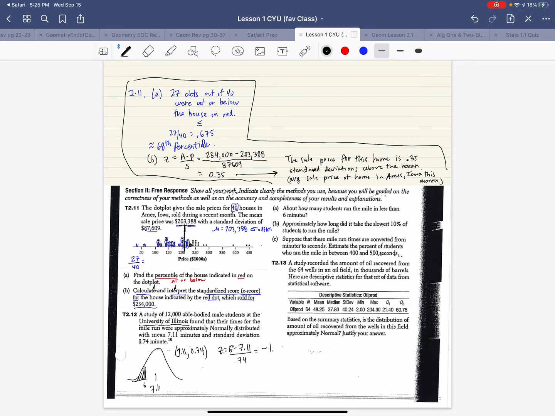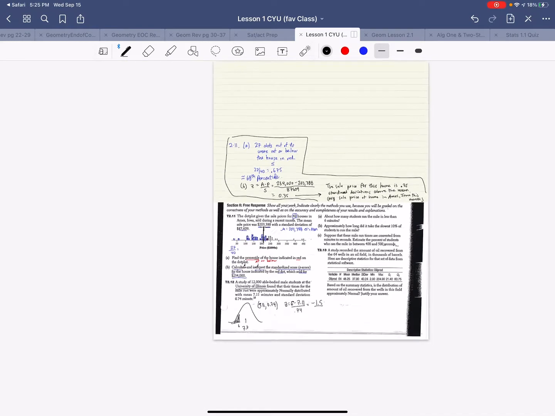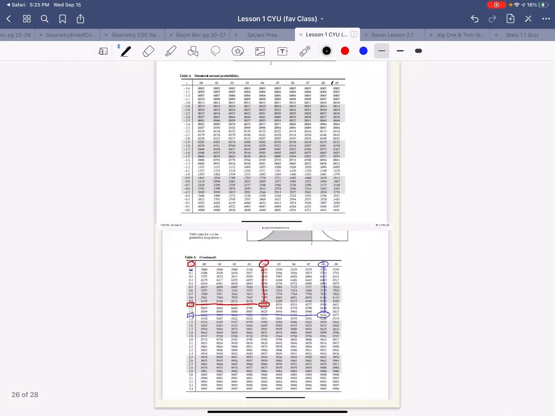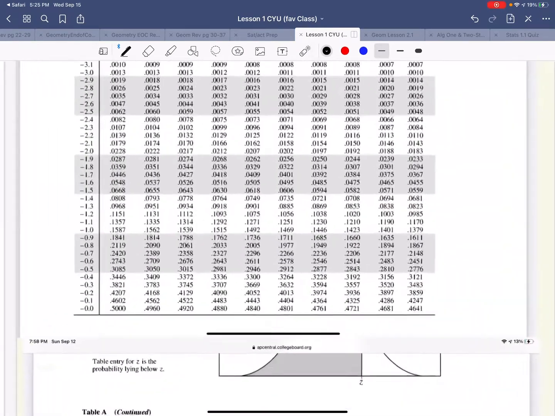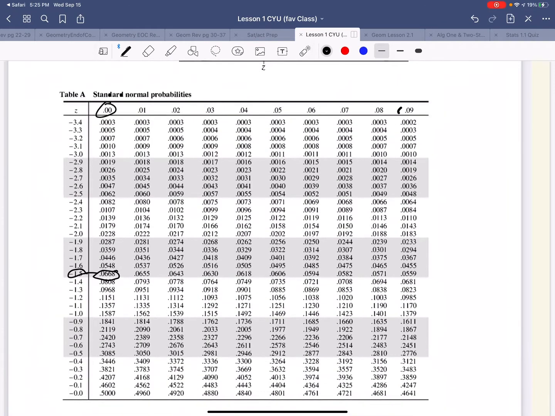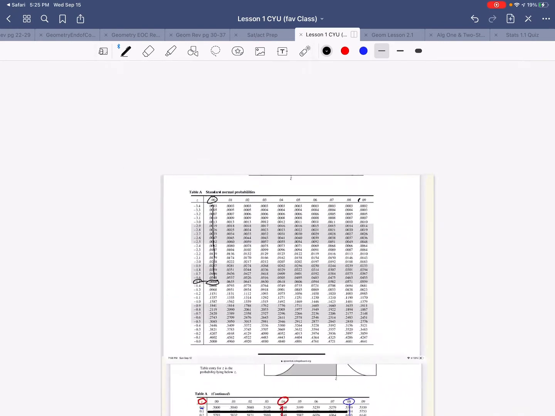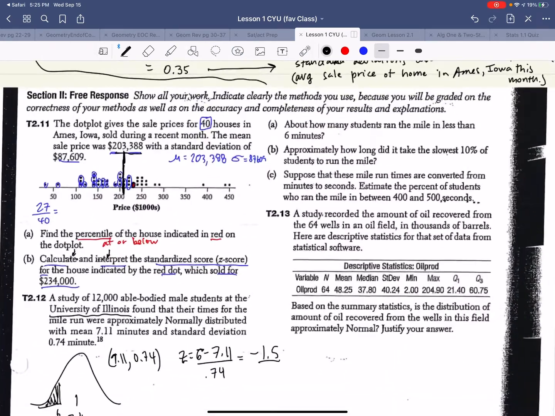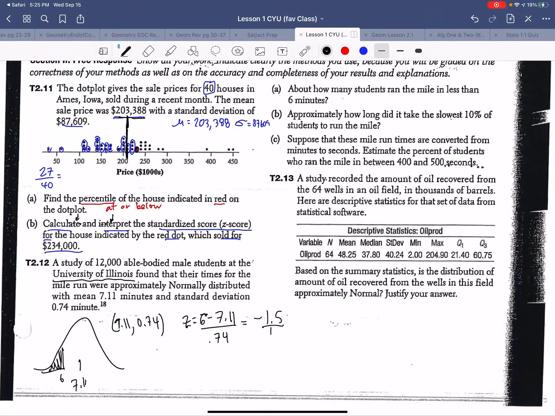That's exactly negative 1.5. So how many students would that be? Well, negative 1.5, 0, right? I don't have any decimals after that, so it's 0.668. So I look at table A and I get 0.0668.